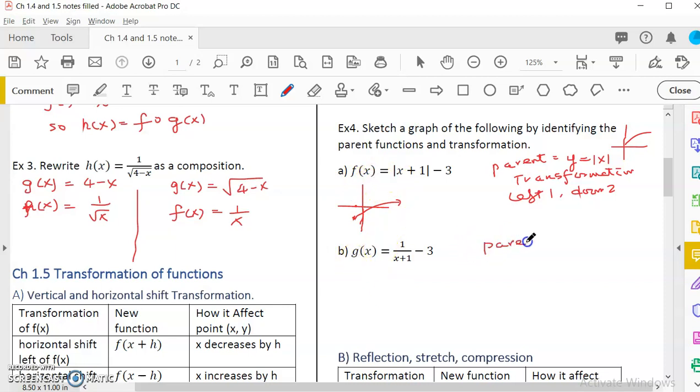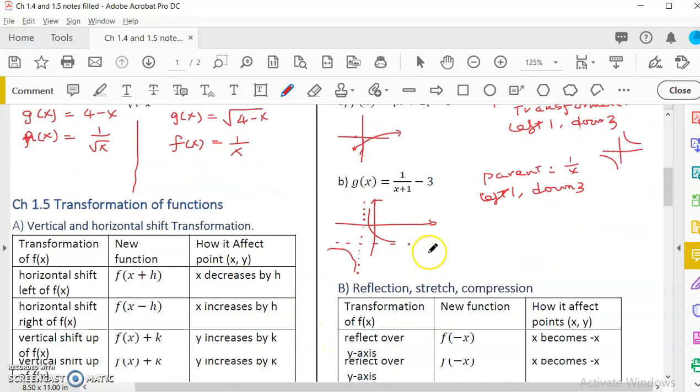If I want to sketch a graph of 1 over x plus 1, minus 3, I would say the parent is 1 over x, which is kind of like that, right? Now, what kind of transformation do I have? I have plus 1 inside, so left 1, and then down 3. I must have just copied it wrong earlier. So the whole branches move left 1. This is the original x-axis and y-axis, but I would put new dots here and down 3, right? So the graph would be like that, as if the whole thing moved here.